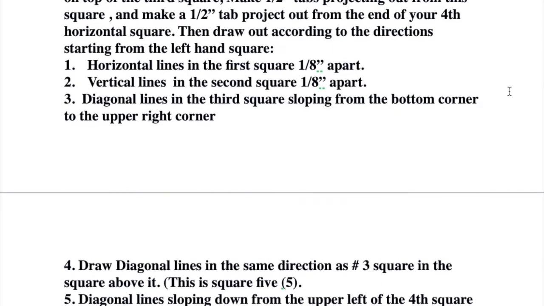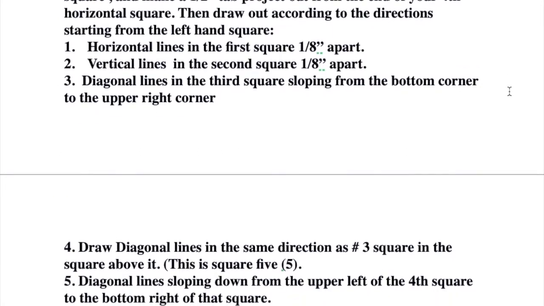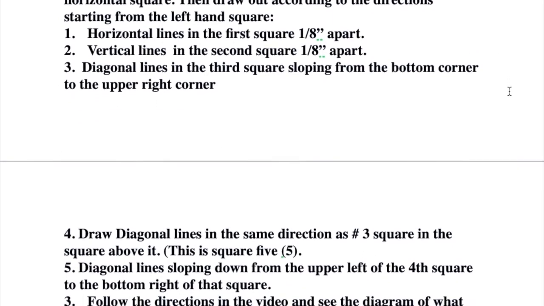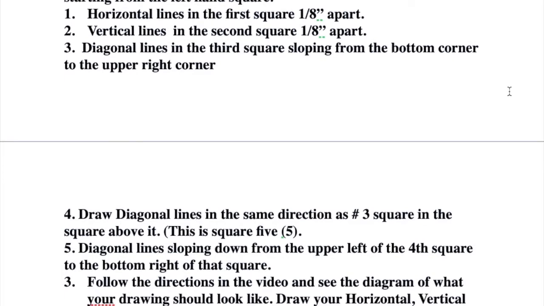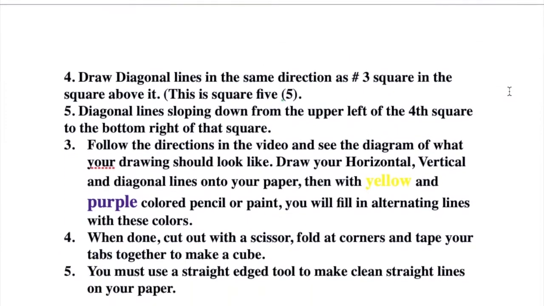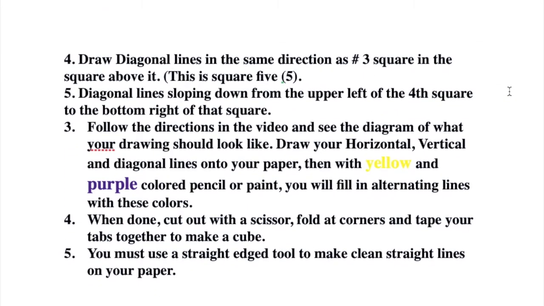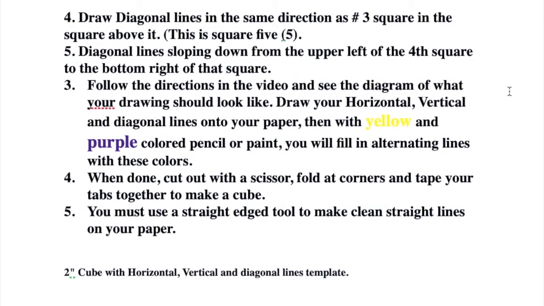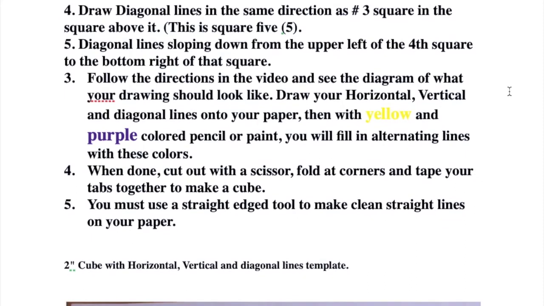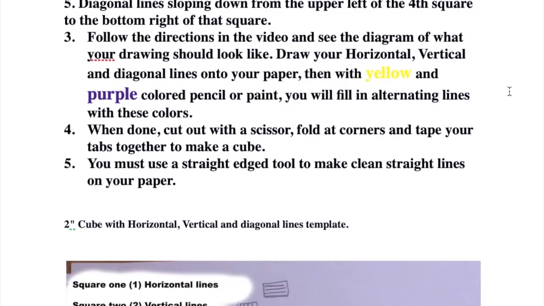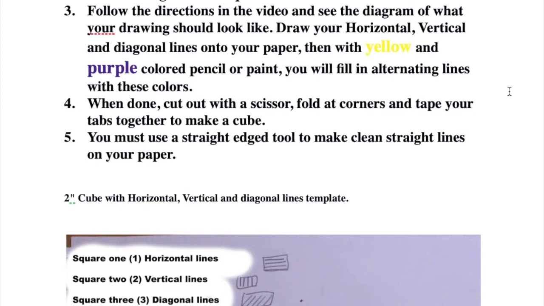Then draw according to the directions, starting from the left-hand square. Horizontal lines in the first square, 1/8 inch apart. Vertical lines in the second square, 1/8 inch apart. Diagonal lines in the third square, sloping from the bottom left corner to the upper right corner. Draw diagonal lines in the same direction as the number 3 square in the square above it. This is square 5. Diagonal lines sloping down from the upper left of the fourth square to the bottom right of that square.